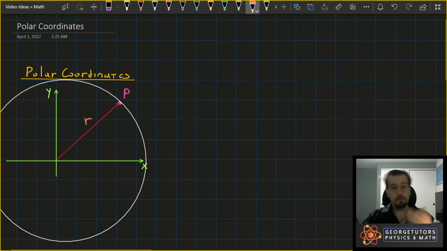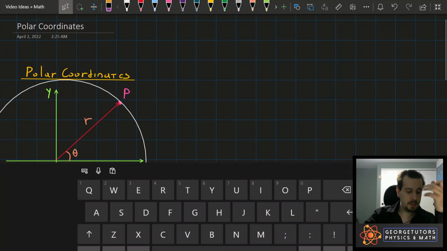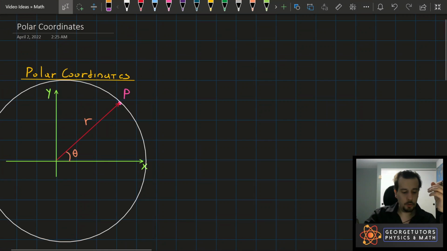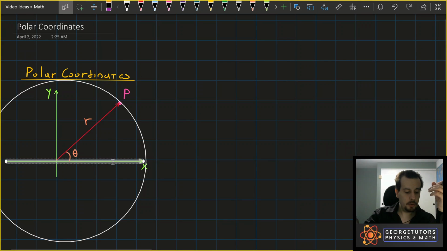Well, again, we've chosen to use the x-axis, and specifically the positive x-axis, as a reference for that angle. So this angle would be theta if you're in math, or phi if you're in physics. That's what we call it. It gives us the angle between our red vector R and our positive x-axis right here. So now we've uniquely defined the position of point P.